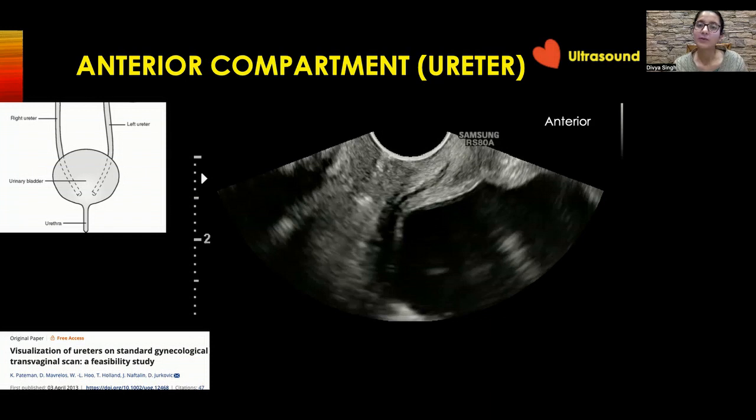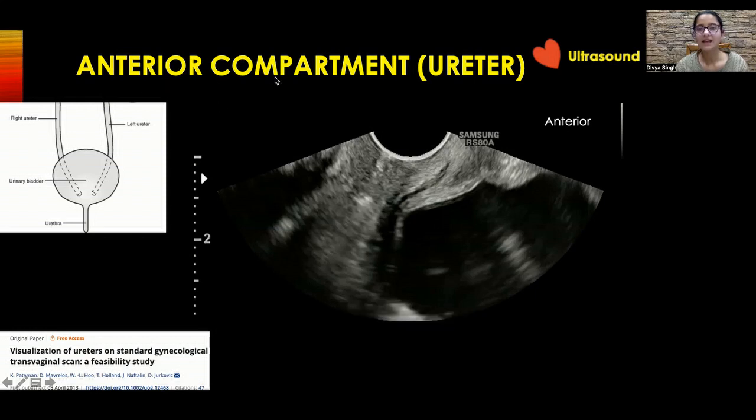Now, I'll also be discussing a structure from the anterior compartment, and that is the ureter. Before I start with the scanning procedure for the pelvic segment of the ureter, what we need to be aware of is the normal anatomy of the ureter. And we understand that the pelvic segments of the ureter turn medially and enter into the posterior aspect of the urinary bladder in the region of the trigone, as you see in this illustration.